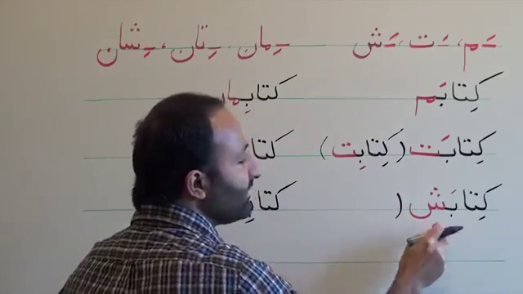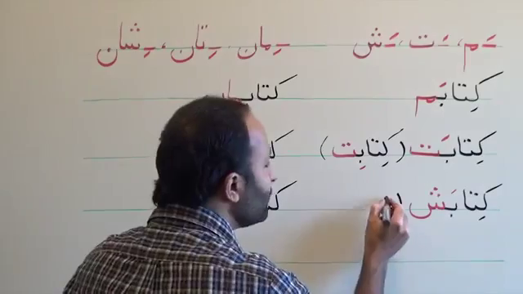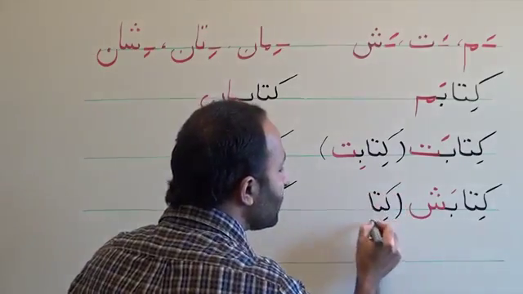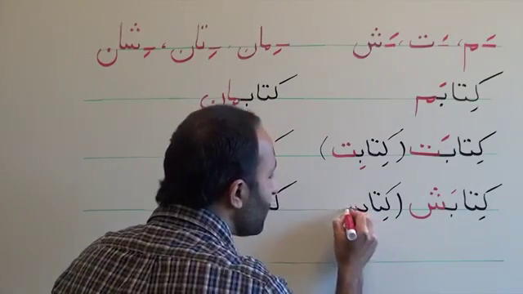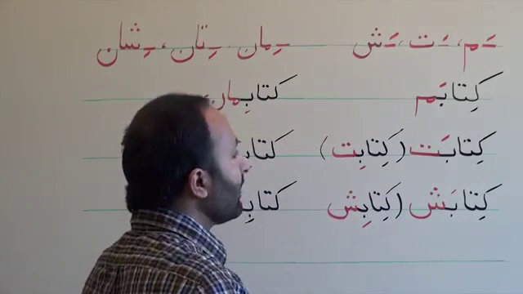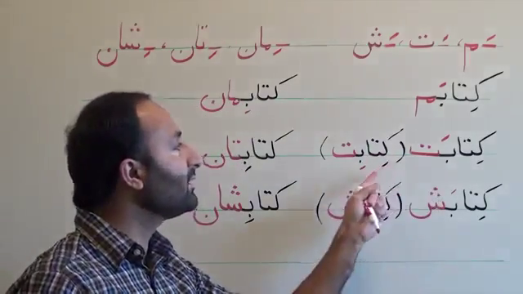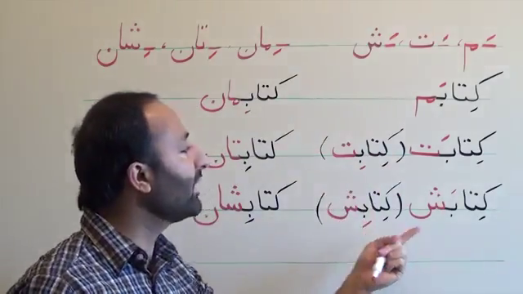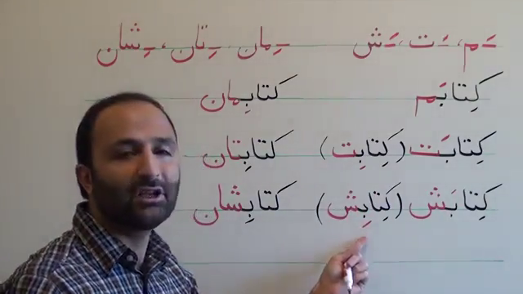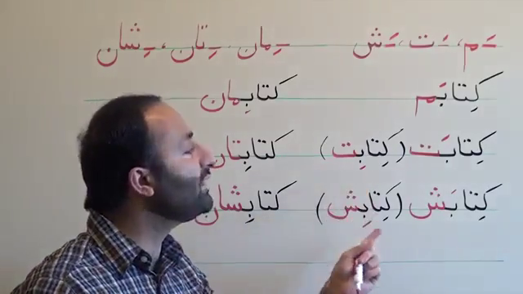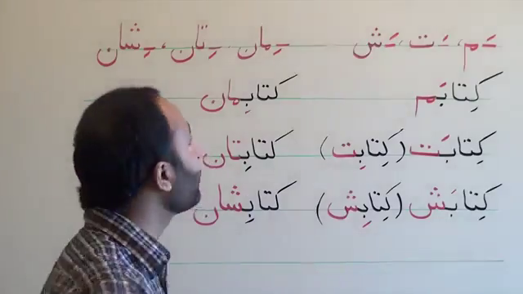The same with the third person singular. Kitabash, his or her book, changes to kitabesh. So kitabat, written; kitabet, spoken. Kitabash, written form; kitabesh, spoken form. Always you hear this form, esh or et: kitabet, kitabesh.